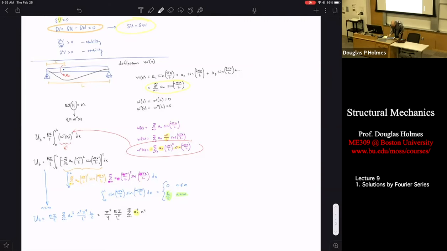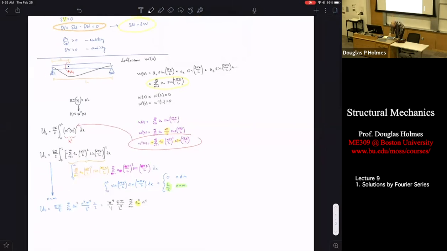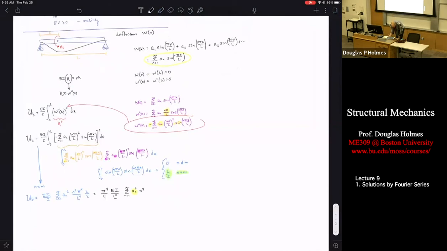And remember, what we've done here is we have a point in which we apply a moment, and we expect that's going to cause some slope there. So this is the strain energy. Now let's look at the work. Work's going to be the moment we applied times the slope. That's not too hard. We already did the first derivative, right? We did it up here.